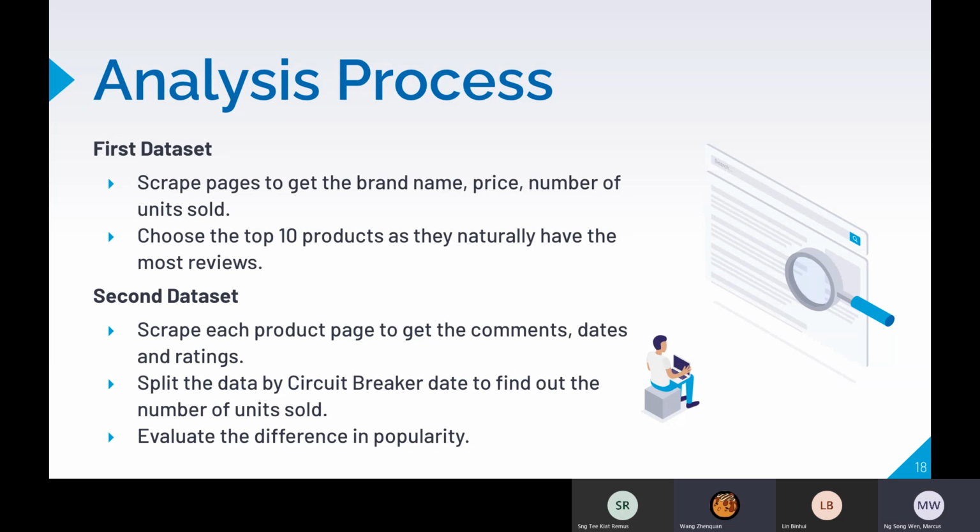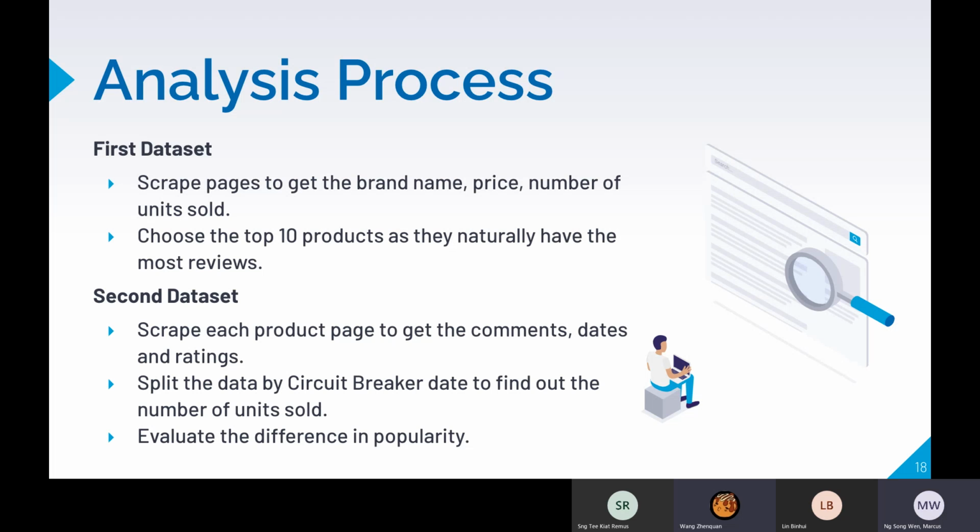We have decided to split the process into two data sets for our analysis, with the first one focusing on extracting the most popular products, as they will naturally have the most number of reviews and comments. Here we will extract the brand names, prices, and number of units sold. Afterwards, we will choose the top 10 products for our second data set. In each individual product webpage, we will cycle through every internal page of reviews to get their comments, dates, and ratings.